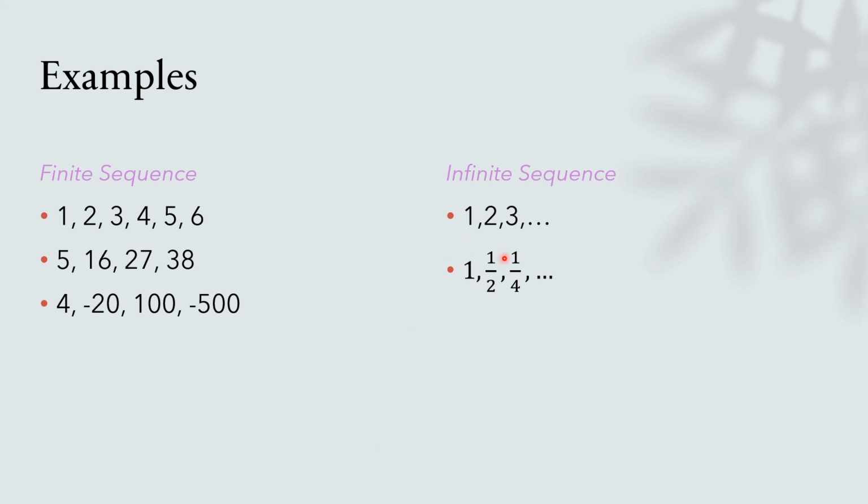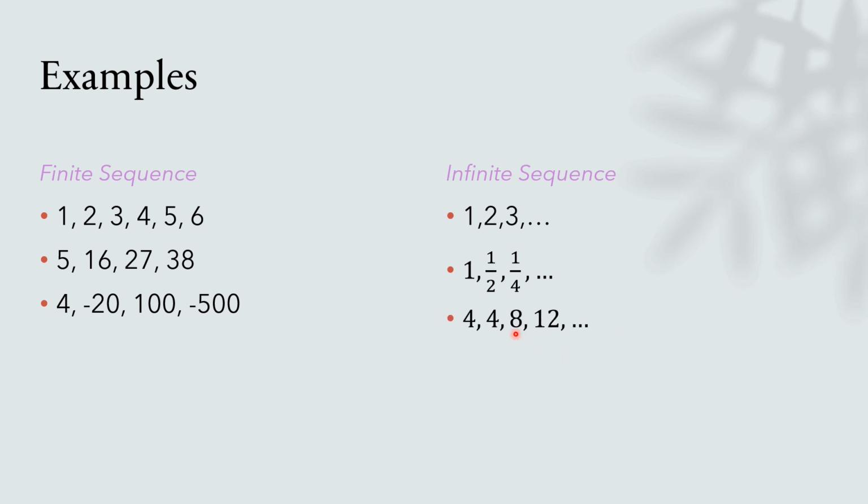Another one is 1, 1/2, 1/4, and then there is an ellipsis. So it goes that it is divided by 2 or multiplied by 1/2. Those are the two rules.